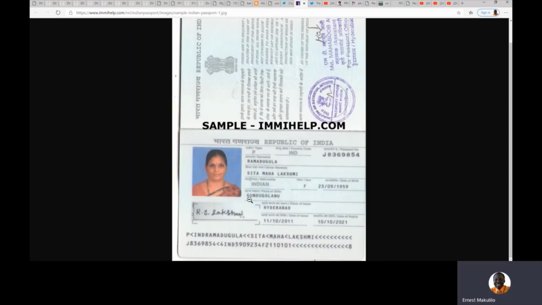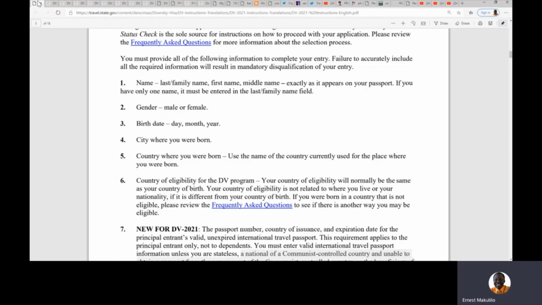Place of birth is this one. So you put the place of birth where it is written on the passport. Don't put the place of birth of your village if that name of the village is not on your passport. Put the name which is on your passport. The country you were born in is also the country which is on your passport. This is very, very important: the country of eligibility.